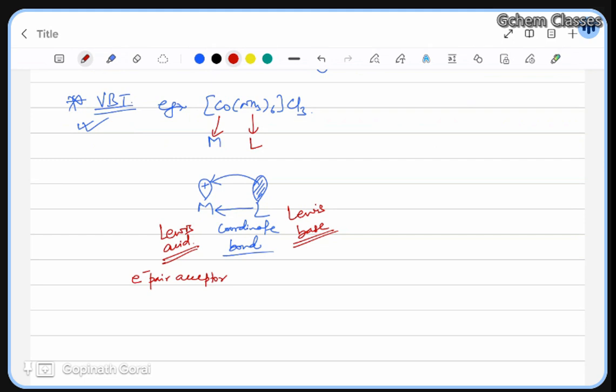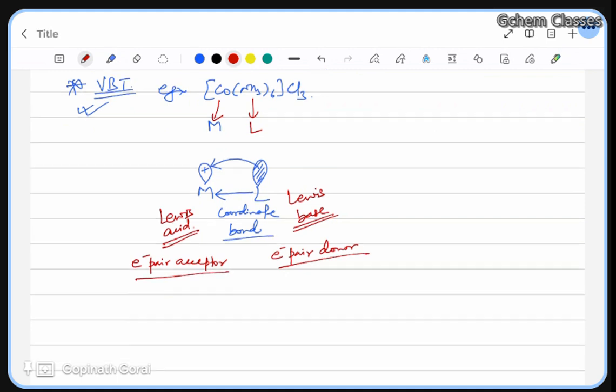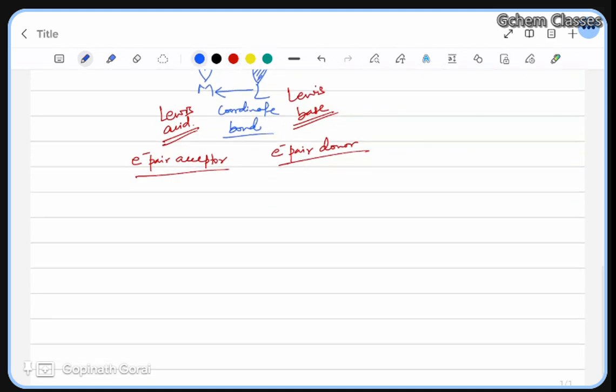It is like we have LMCT and we will have MLCT, right? LMCT means ligand to metal charge transfer, and MLCT is metal to ligand charge transfer. When that comes, we will discuss that also. So this is the electron pair acceptor, and this we call the electron pair donor because it is donating and it is accepting, right?